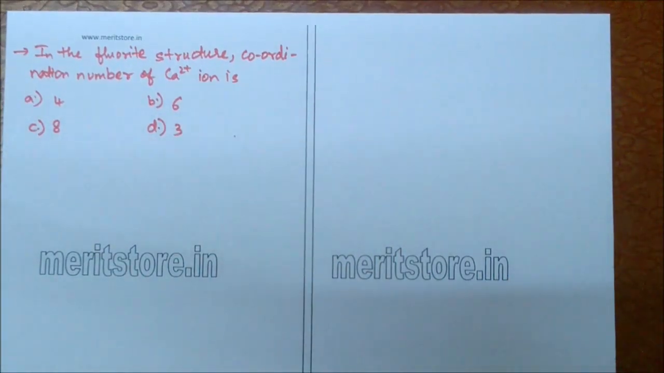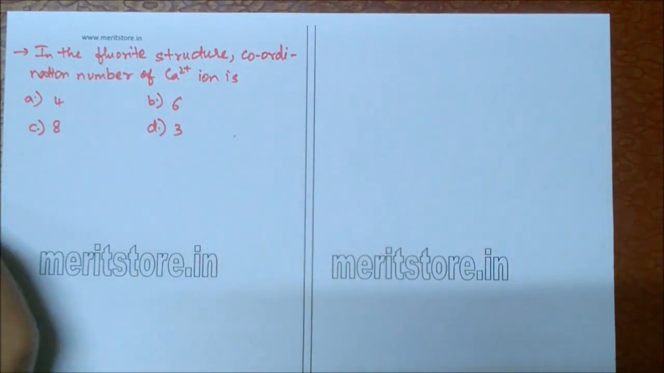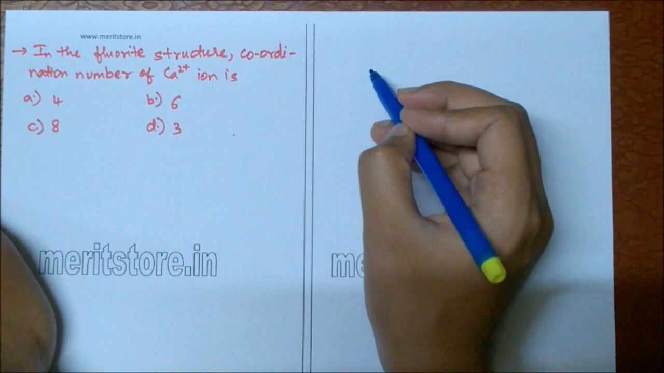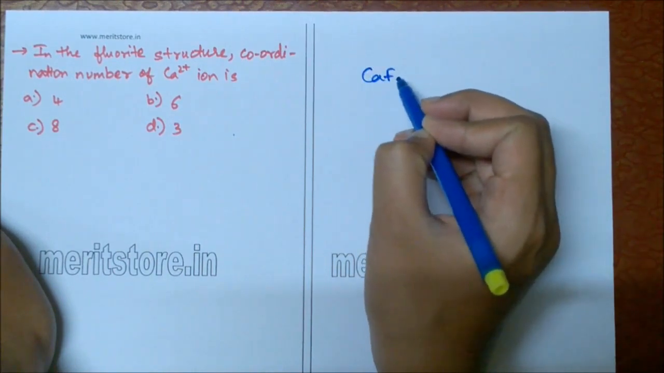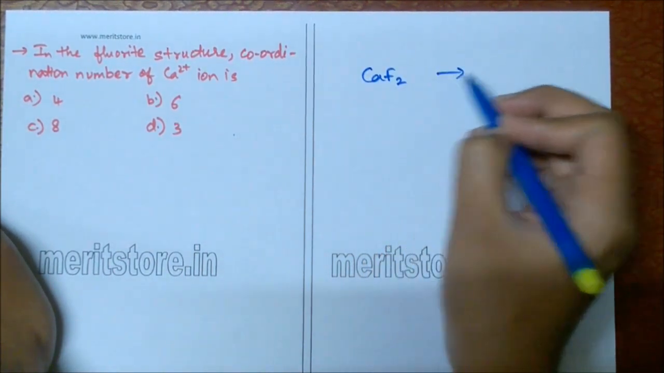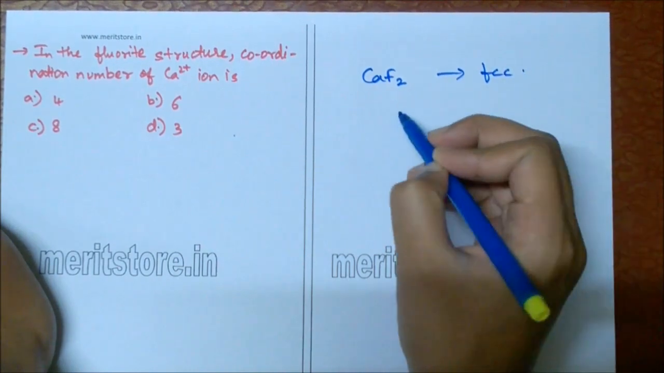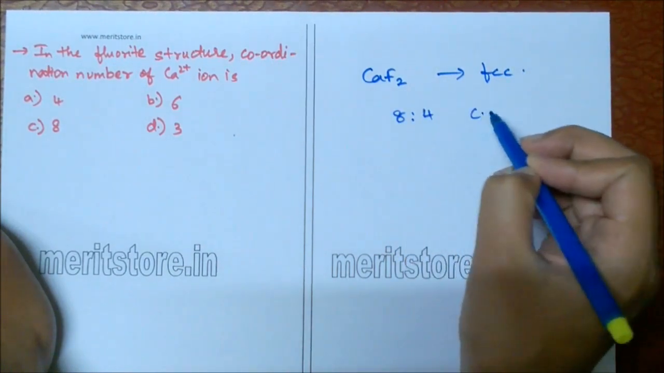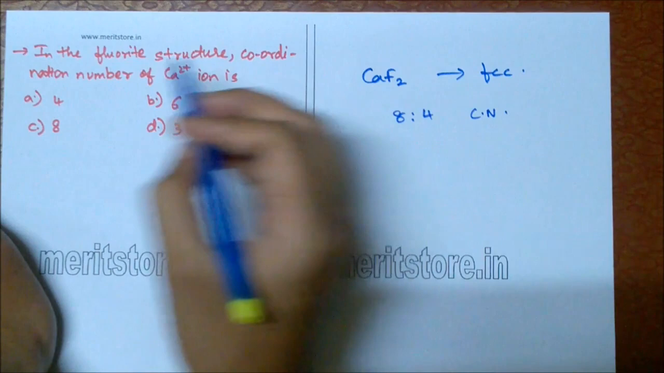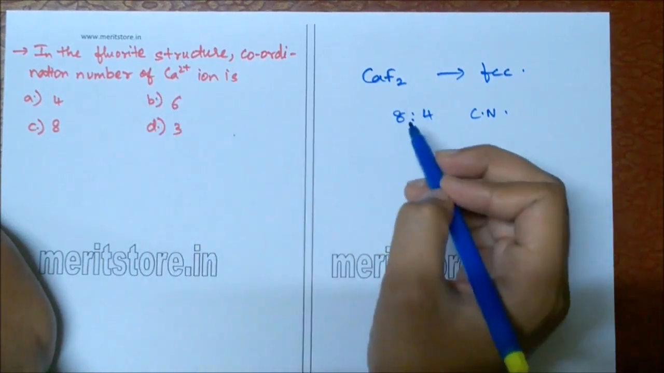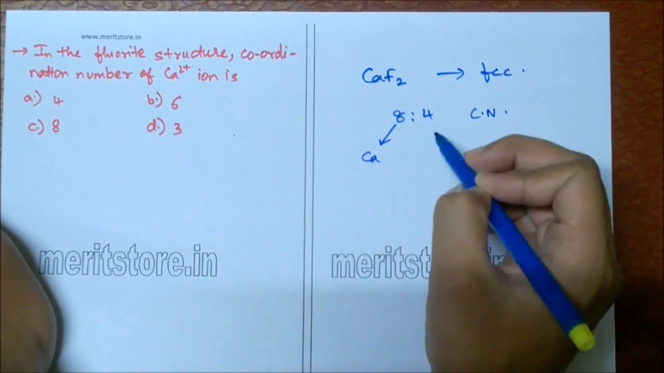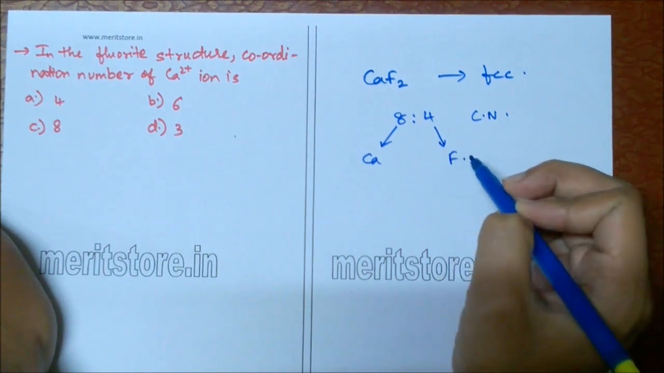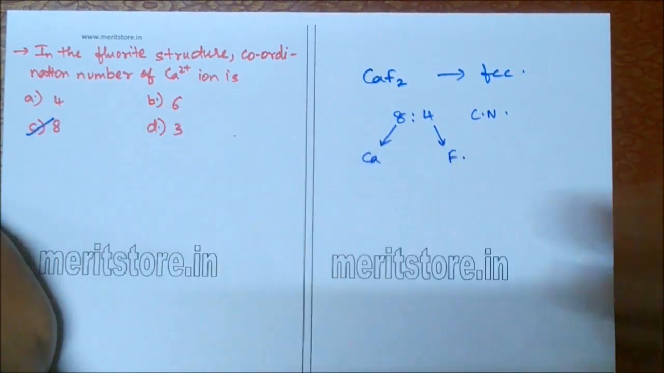In the fluoride structure, the coordination number of the Ca2+ ion is: A) 4, B) 6, C) 8, D) 3. Calcium fluoride has a structure of CaF2. It is an FCC structure with coordination number 8:4. So in fluoride, the coordination number of calcium is 8 and of fluoride is 4. So option C is the correct answer.